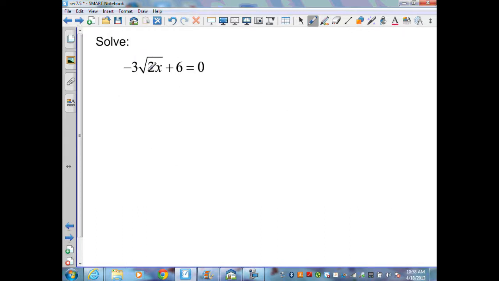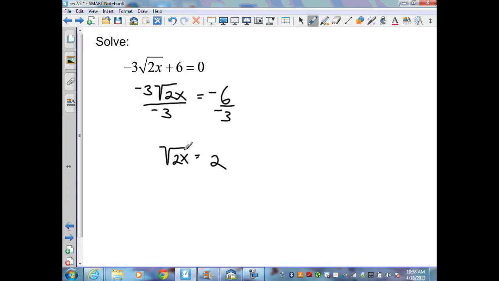Again, we want to isolate our radical, and the -3 will come with us at this point. We'll simplify that out on the next step. That gives us a -3 times the square root of 2x. Subtract 6 on both sides gives me a -6. Now I'll divide by a -3. That gives me the square root of 2x equals 2.